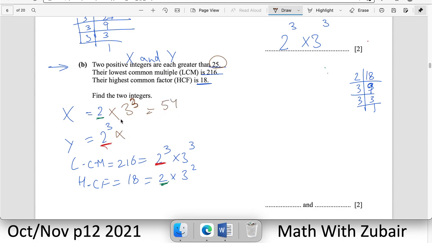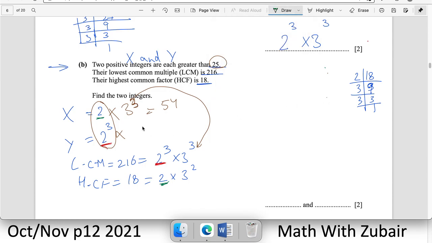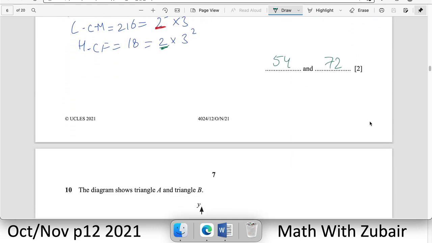And let's go for the second number. We have already satisfied these twos for the LCM and HCF. This cube right here lands here. So we are left with 3 square. So 3 square should appear over here. So 3 square is 9, 9 eights are 72. So our possible numbers are 54 and 72. You can also try with different combinations.